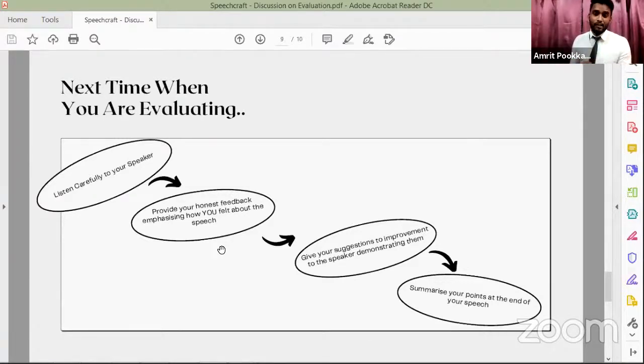Give your suggestions of improvement to the speaker, demonstrating them. Don't forget to demonstrate and show it to the speaker. And towards the end, always summarize all your points, all the good points, what you saw, all the areas of improvement, everything in a nutshell, so that it registers in the mind of the speaker.